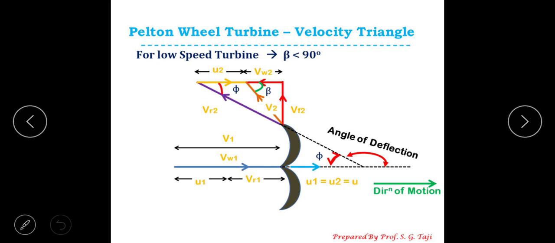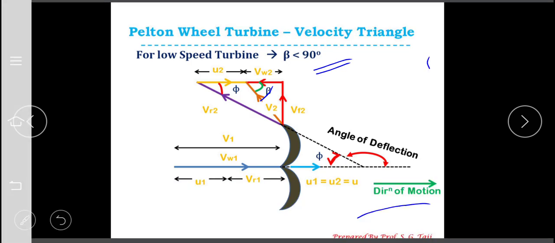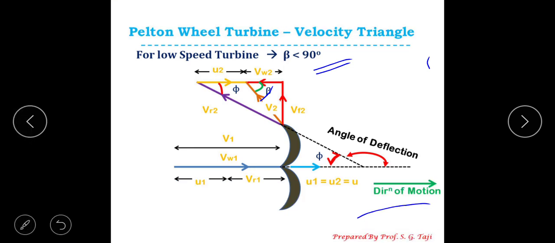For a low speed turbine, beta shall be less than 90 degrees. So beta, which is shown here, is the angle shown. This is the direction of motion of the jet of water. This is V1 shown in the figure. Similarly, U1, VR1. So VW1 is equal to V1 in this case. This is theta or phi. In some books it is taken as theta and in some books as phi. This is the angle of deflection.